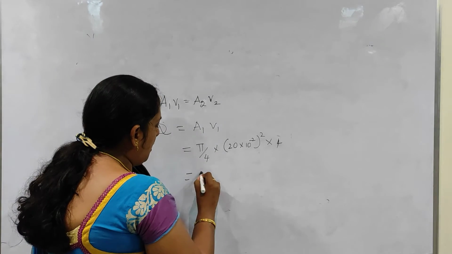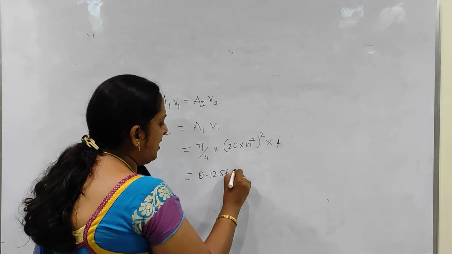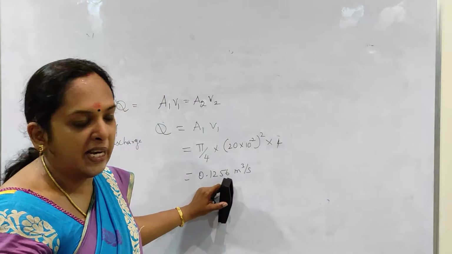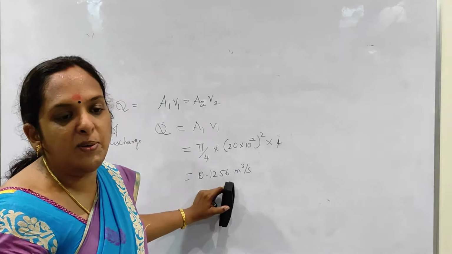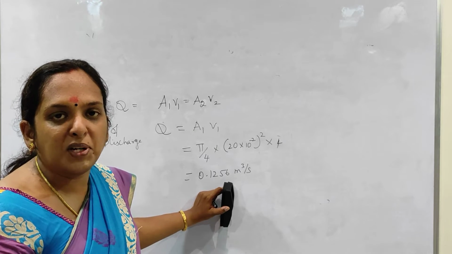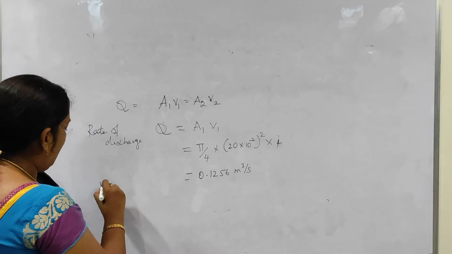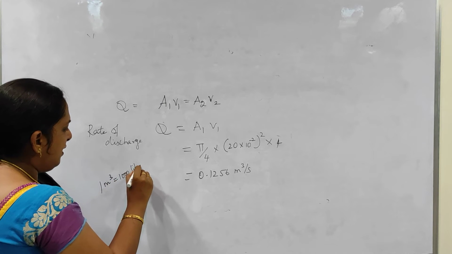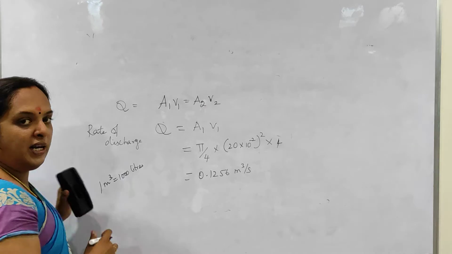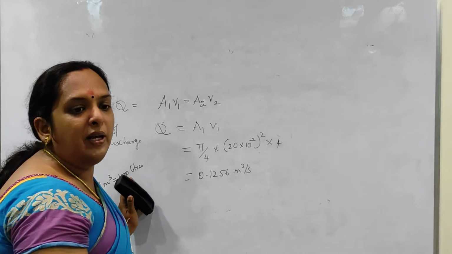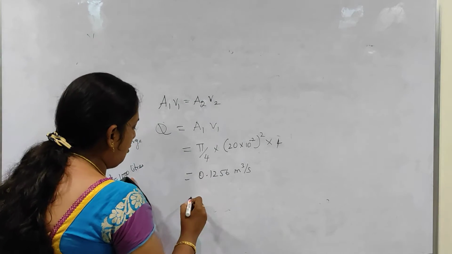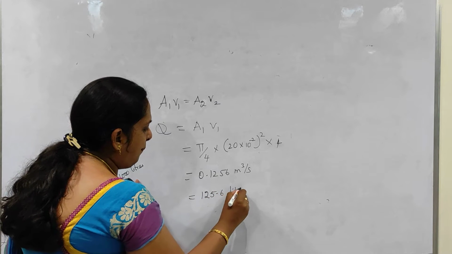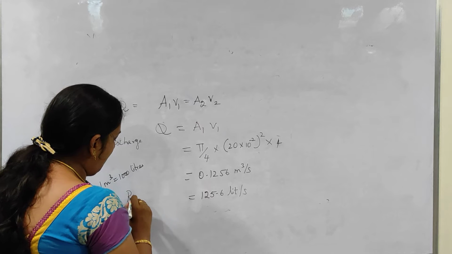So it is 0.1256 meter cube per second. The rate of flow is always in meter cube per second. But here we couldn't express it in meter cube per second. We have to give it in terms of liters. We know that 1 meter cube is equal to 1000 liters. So it is in meter cube, and I am going to convert into liters. Just multiply by 1000, so 3 zeros now. It is 125.6 liter per second. So that is my rate of discharge.